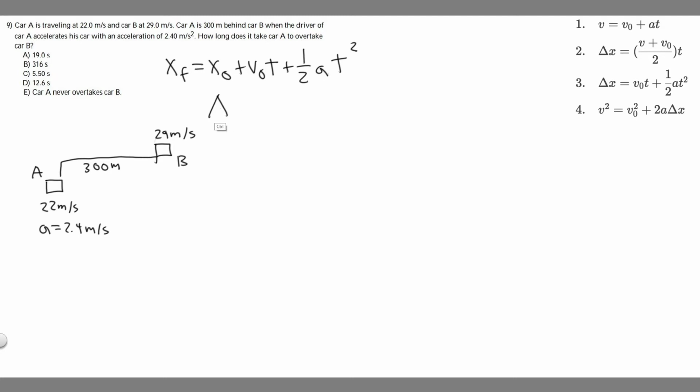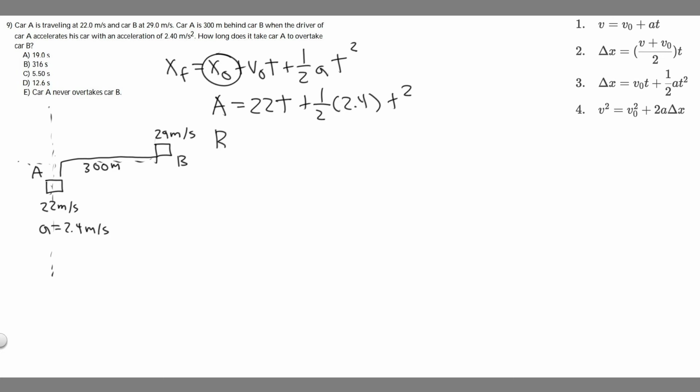We know A, the final position, is going to be equal to the initial position. You want to imagine this like an origin, and I imagine they're on the same line, so there's no change in y. In this case, x initial, or x0, is 0 because it's on the origin. So we can just ignore that, plus the initial velocity, which is 22, multiplied by t, plus 1/2 times a, and its acceleration is 2.4, multiplied by t squared. So that's A.